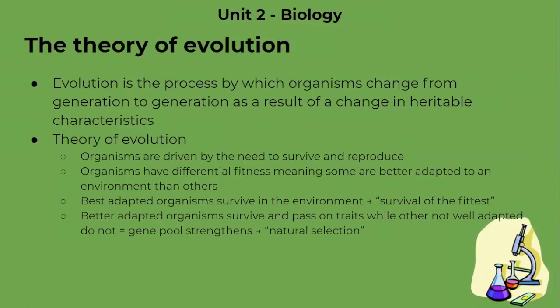To begin with, let's discuss the theory of evolution. Evolution is basically the process by which a population's gene pool changes throughout time from generation to generation. The theory of evolution has four main parts. Firstly, organisms are driven by the need to survive and reproduce as their instincts, because the main motive of organisms is to transfer their genes to their offspring.